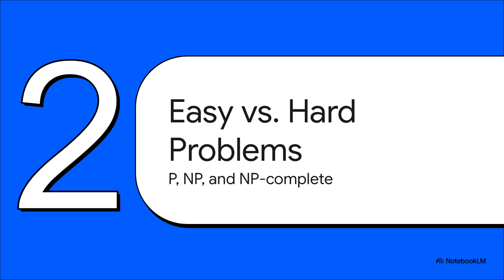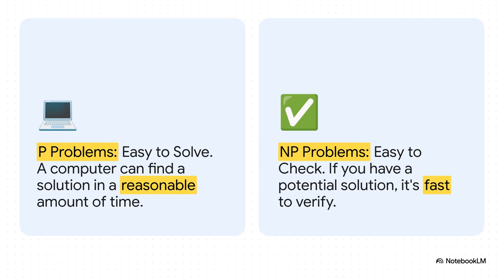It all comes down to the difference between solving a problem from scratch versus just checking if an answer is right. Okay, so this distinction is everything. Problems in P, that P stands for polynomial time, are the ones computers can solve efficiently. Think about sorting a huge list of names. It takes time, but the time it takes grows in a predictable, manageable way. It doesn't spiral out of control.